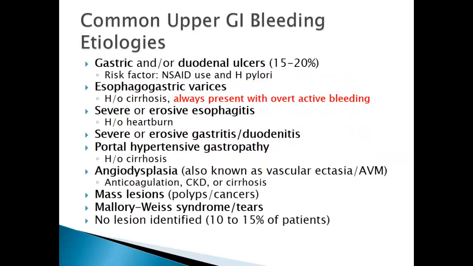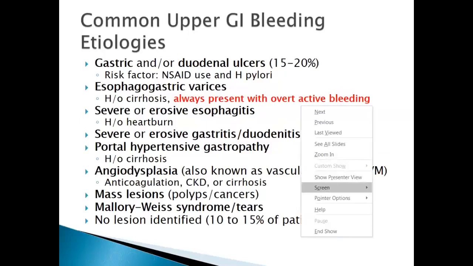Some common etiologies of upper GI bleeding. So this is from most common to less common. Gastric and duodenal ulcers. It used to be, I think, 30 years ago, before PPIs or whenever PPIs were invented, 50% of the etiology, or 50% of the time, but now it's down to 15 to 20% of the time. And risk factors are NSAIDs and H. pylori.